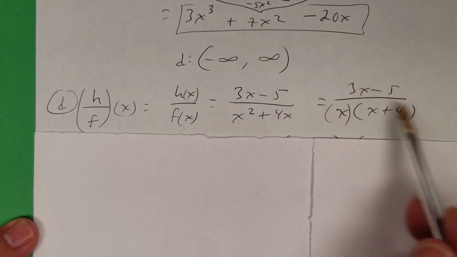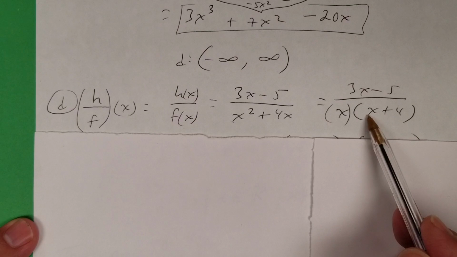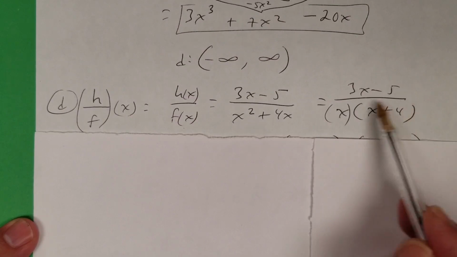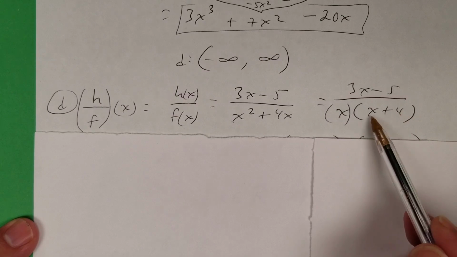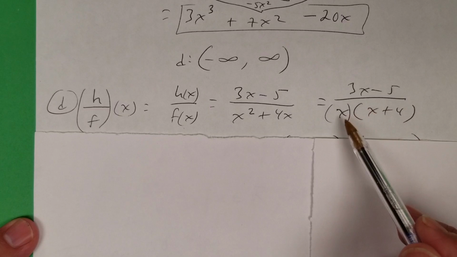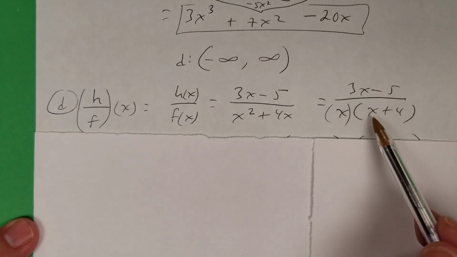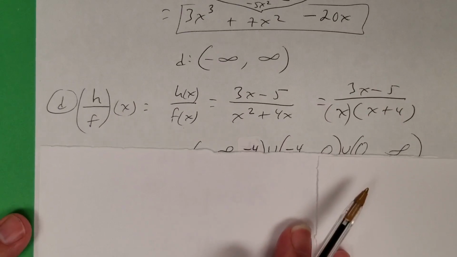What else will make this 0? Negative 4 here. Negative 4 plus 4 will make this 0. 0 times x is 0, and you'll get a 0 in the bottom. So we don't want negative 4. Negative 4 is not part of our domain. 0 is not part of our domain, and negative 4 is not part of our domain. Everything else is fine. Let's write that down.